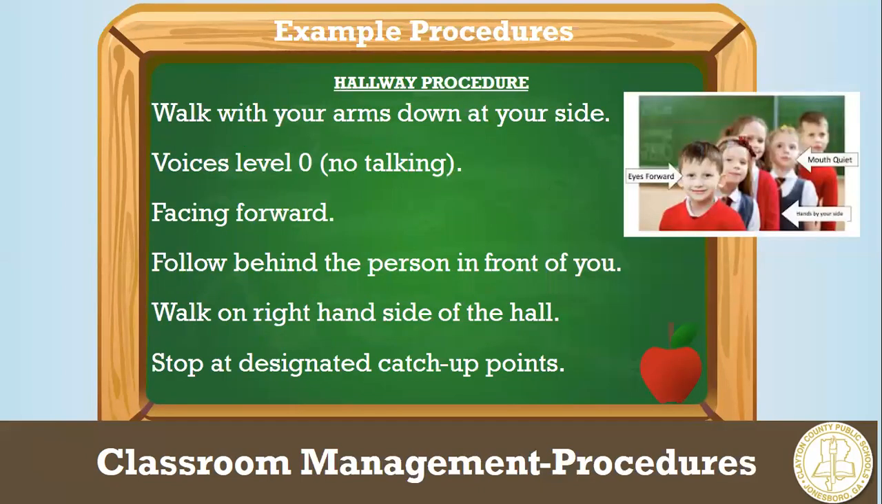All right, another example would be the hallway procedure. You can see there is a picture so that students know exactly what they're expected to do. Walk with your arms at your side, voice level 0, which means no talking, facing forward. You'll follow behind the person in front of you. You walk on the right side of the hallway and stop at designated points. Of course, you're going to model that for them and practice so they know exactly what they're expected to do.